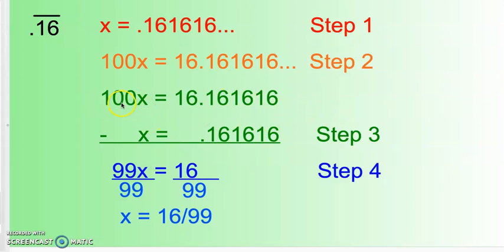Step 3, I noticed that I am subtracting this one in orange from this one in red. So I'm taking 100x equals 16.16 repeating, minus x equals 0.16 repeating. And then step 4, I notice that it looks like I'm solving for x, because if I take 100 minus, even though there's no number here, there's still a 1, so really it's 100 minus 1, so that's 99. And then 16.16 repeating subtracting 0.16 repeating, I get just 16. If I solve for x, I just have to get x alone, so I need to divide by 99. And so, whoa, there's my fraction, 16/99.